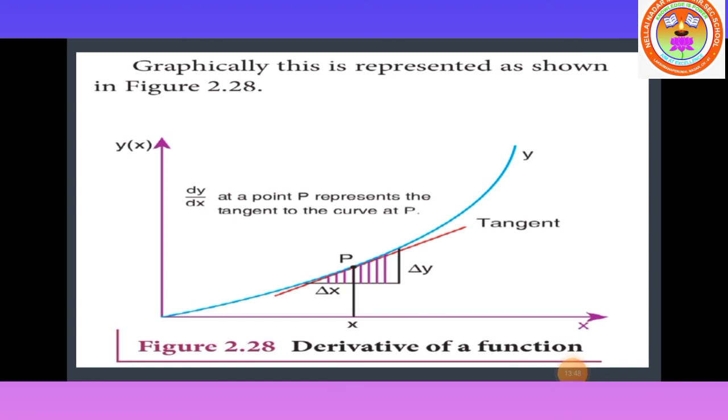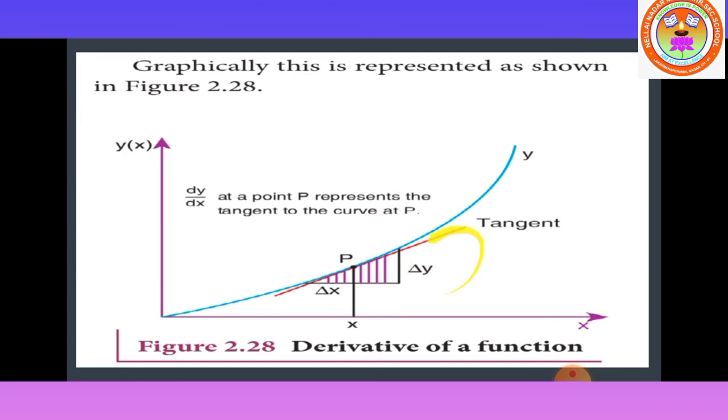Graphically, it is shown here: this is the x-axis, this is the y-axis. This is x, and it is a function of x, that is y of x. So it gives a graph like this. Here you are taking the slope. In this slope, if you calculate the tangent, what is the tangent? Here that is the opposite side divided by the adjacent side.